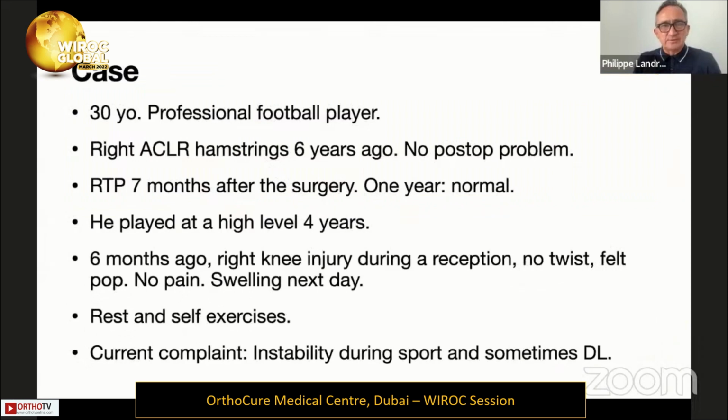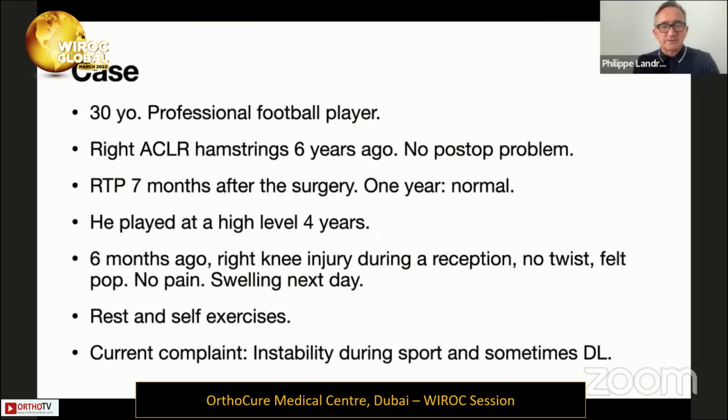It's a case of a 30 years old professional football player. He had the right ACL reconstruction using hamstring 6 years before, and he had no postoperative problem. He returned to play 7 months after surgery. At 1 year, he had the same level, and he played at high level 4 years without any complaint.